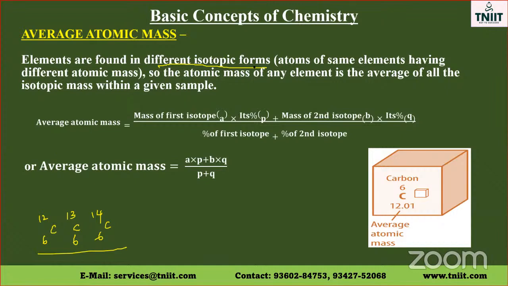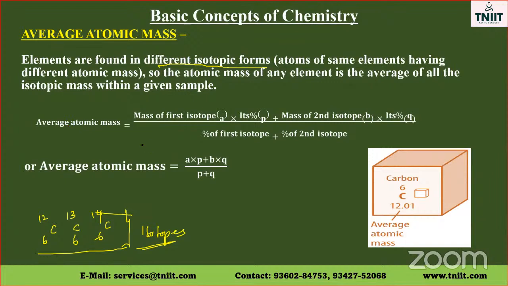Elements are found in different isotopic forms. Atoms of same elements having different atomic mass are called isotopes. So these are the 3 isotopes of carbon: carbon-12, carbon-13, and carbon-14. Carbon-14 is radioactive. So atomic mass will differ, but atomic number remains the same. So the atomic mass of an element is the average of isotopic mass within a given sample. Now you can see the formula.